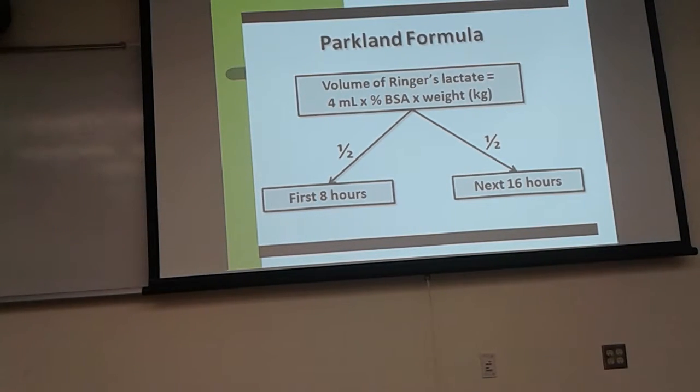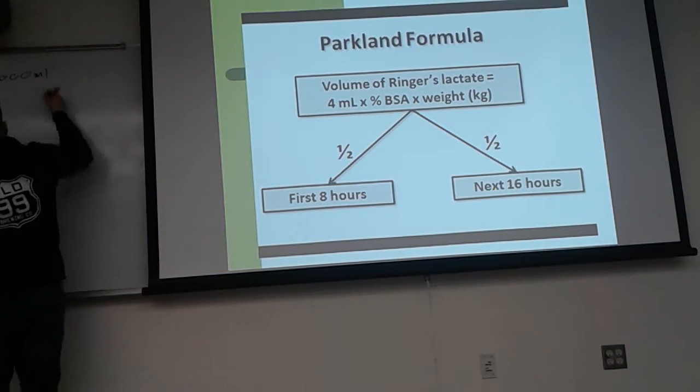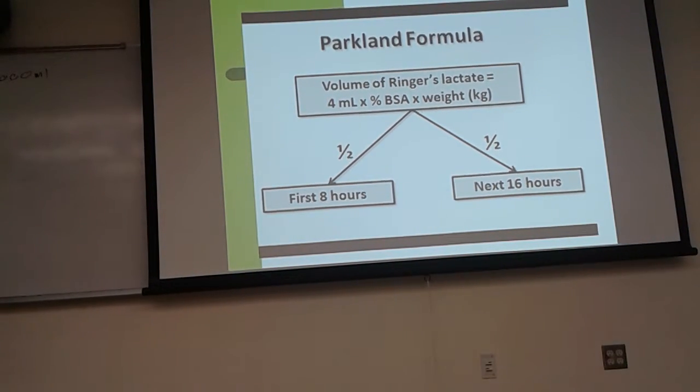So we plug that into our equation. 4 times kilos times percent. Okay? That ends up at 20,000, right? So that gives us 20,000 milliliters. So with that 20,000 milliliters, we know over 24 hours we need to infuse 20,000 milliliters into this person.